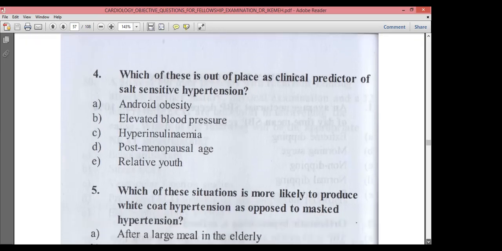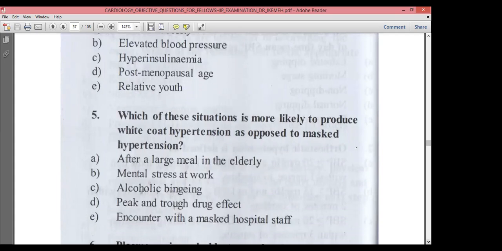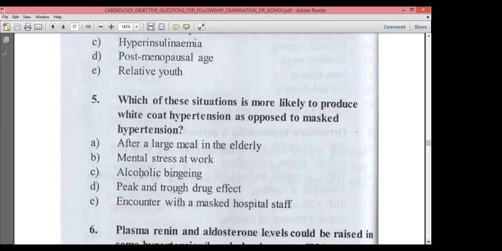Number 5, which of these situations is more likely to produce white coat as opposed to masked hypertension? A, after a large meal in the elderly. B, mental stress at work. C, alcoholic binging. D, peak and trough drug effect. E, encounter with a masked hospital staff.